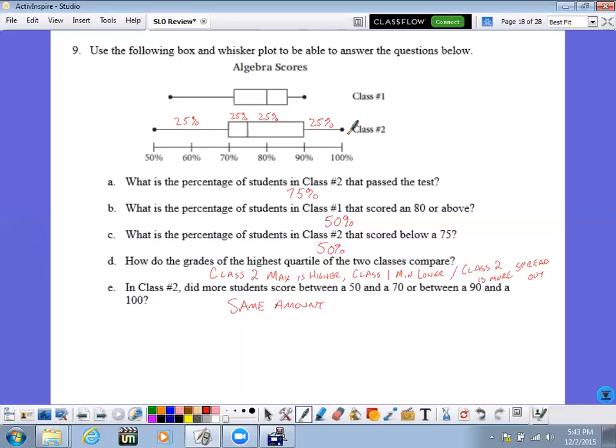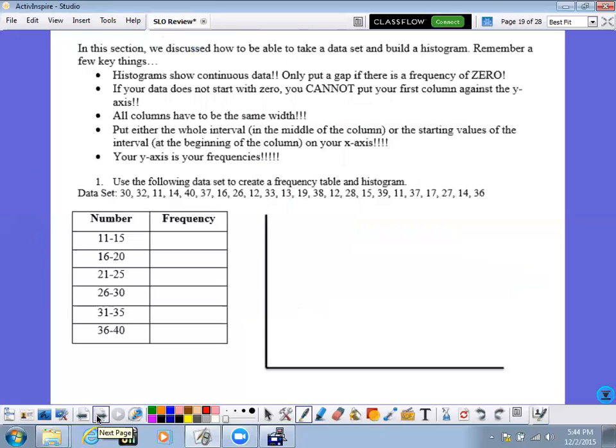So make sure that you're not making those mistakes. Keep in mind the difference between above and below, things of that nature. All right, that's the last part of section 3.